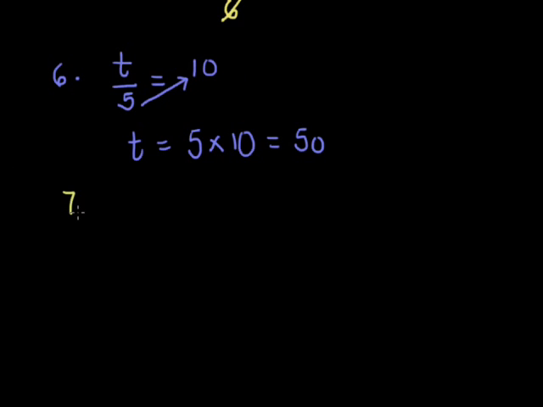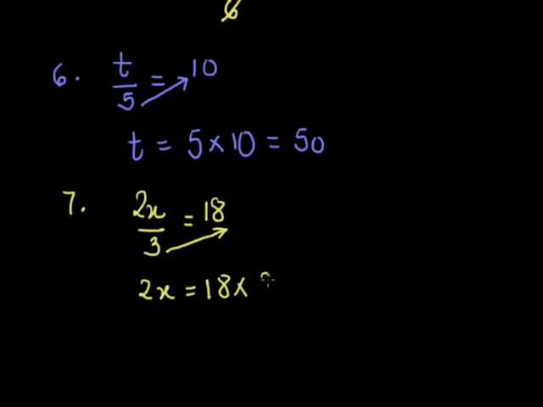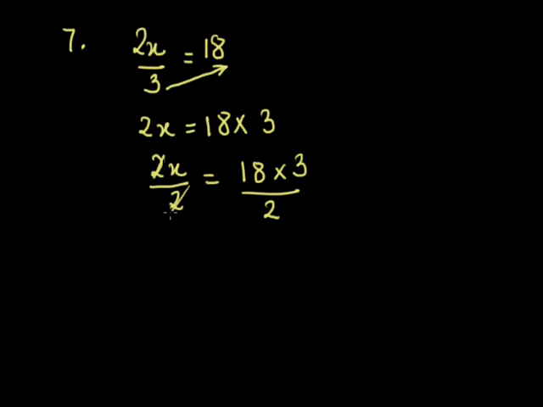The seventh question is 2x upon 3 is equal to 18. Again, I have to calculate the value of the variable x. I can cross multiply 3, which is present in the denominator on the left-hand side, to the right-hand side, so it will become 2x is equal to 18 into 3. Now I can again divide the equation by 2. I can write 2x upon 2 is equal to 18 into 3 whole upon 2. Now this 2 will get cancelled out, and 2 nines are 18, so it will become 3 into 9, that is 27.